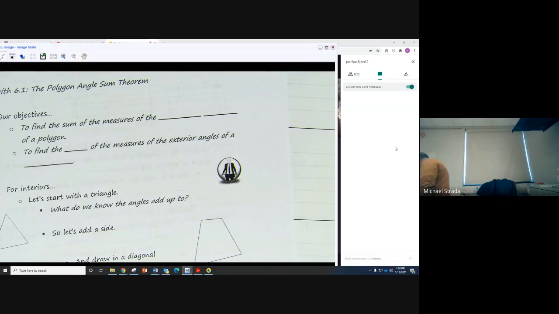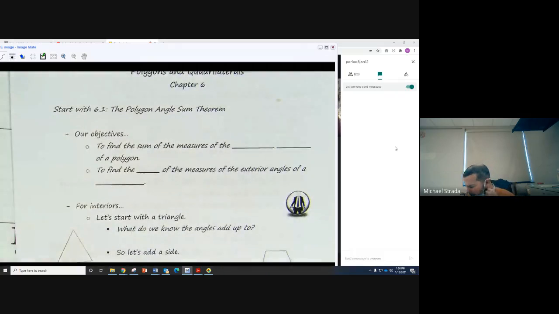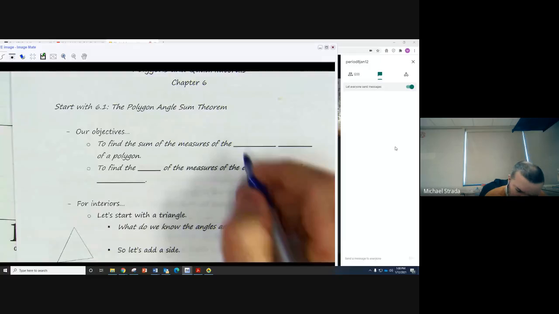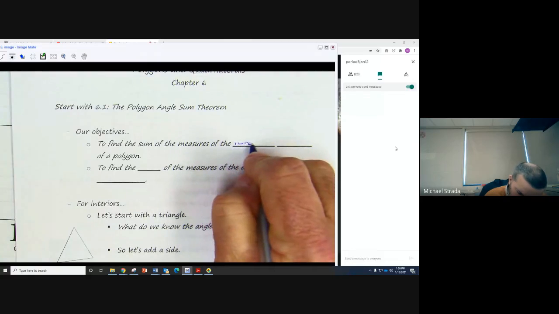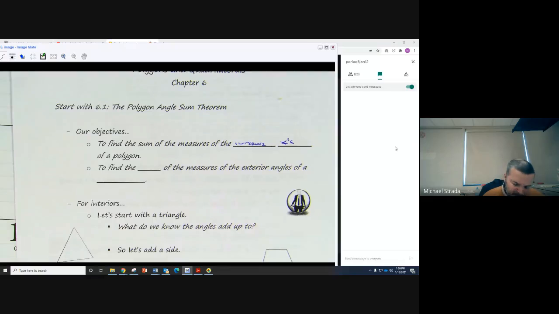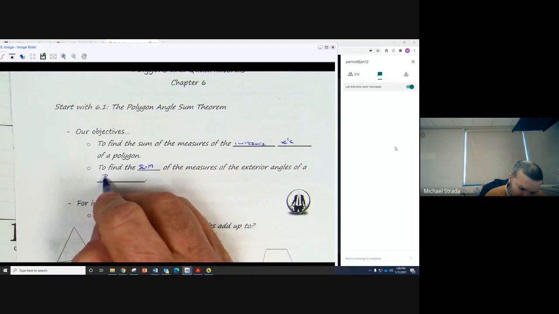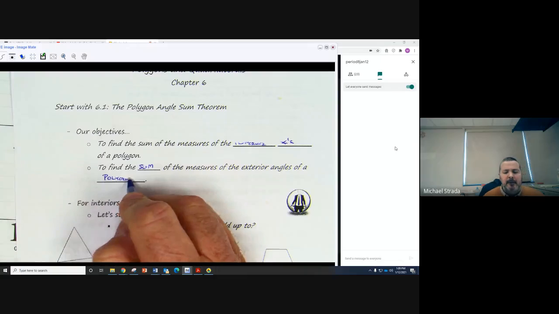All right, so today we're going to start section 6.1, polygon angle sum theorem. All right, our objectives: to find the sum of the measures of the interior angles of a polygon, and find the sum of the measures of the exterior angles of a polygon.